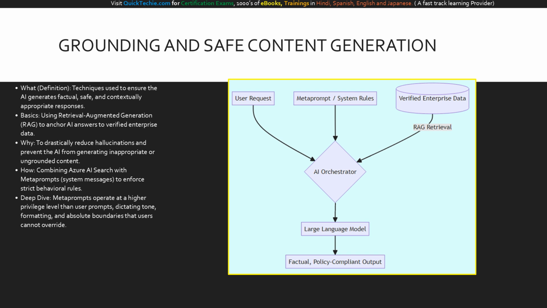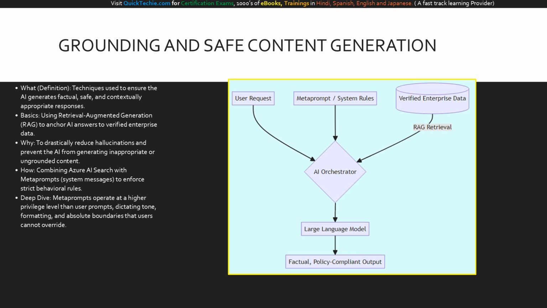How do we enforce safety? We combine RAG data retrieval with metaprompts or system messages. The deep dive here is understanding the power of a metaprompt. A metaprompt operates at a much higher privilege level than a standard user prompt. It acts as the absolute law for the AI.